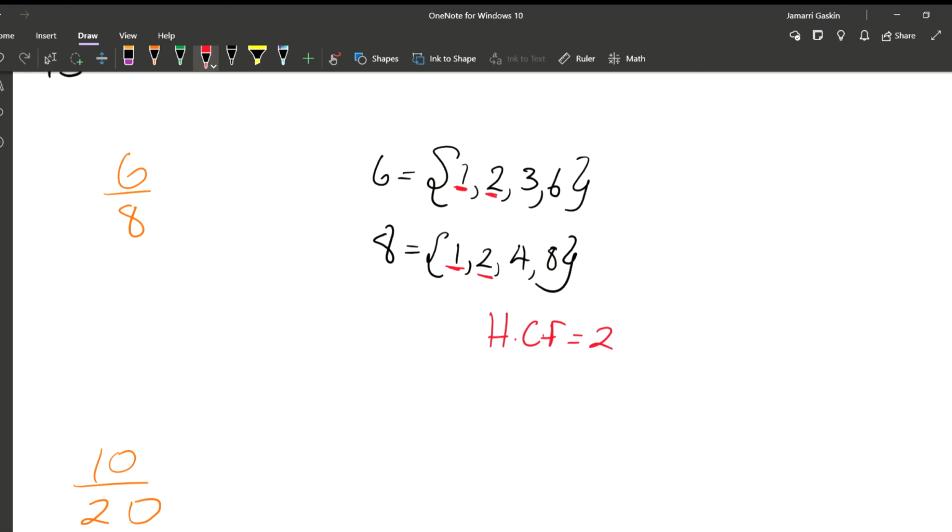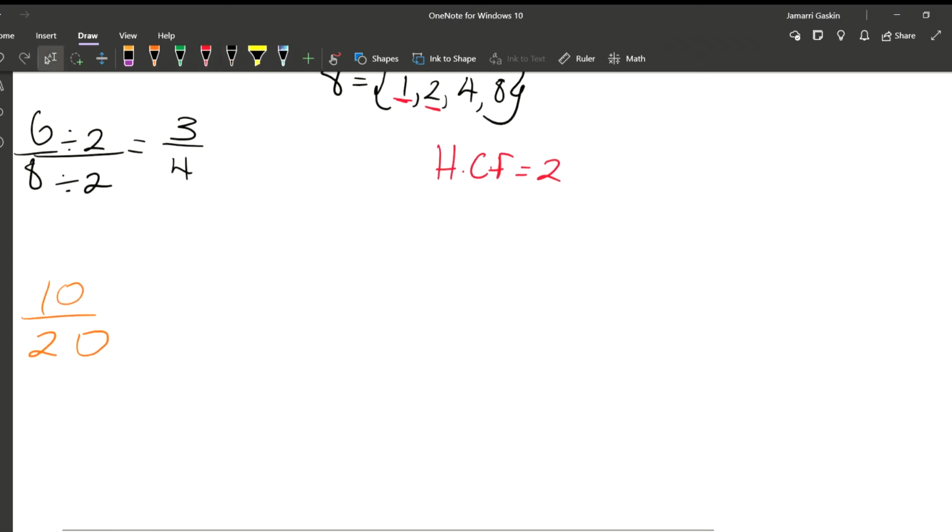And now that we know what our HCF is, we divide both top and bottom by our HCF, 2. And this will give us 6 over 8 in its lowest terms, or canceling 6 over 8. So 6 divided by 2 is 3, and 8 divided by 2 is 4. So 6 over 8 in its lowest terms is 3/4. Again, we can also say that 6/8 is 3/4 when it's cancelled or when it's reduced.